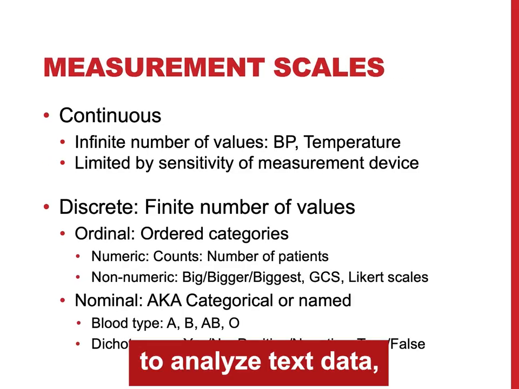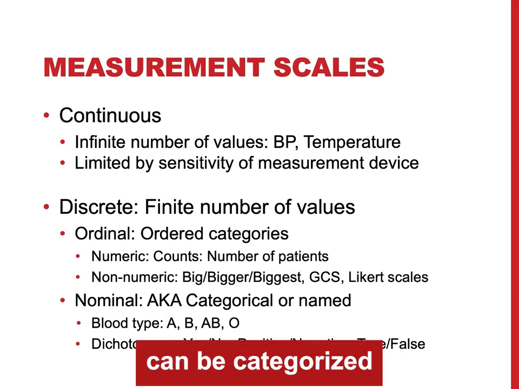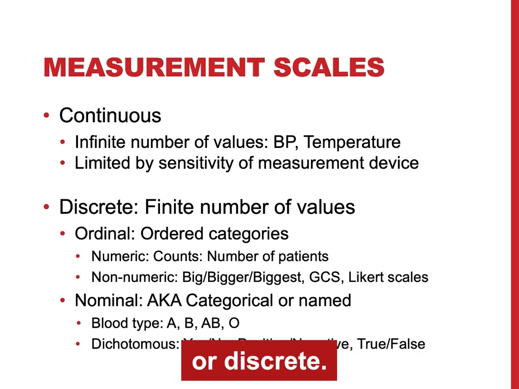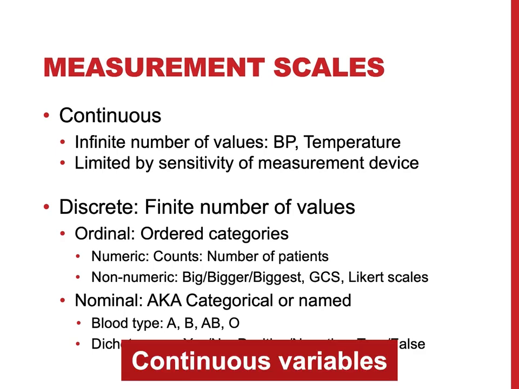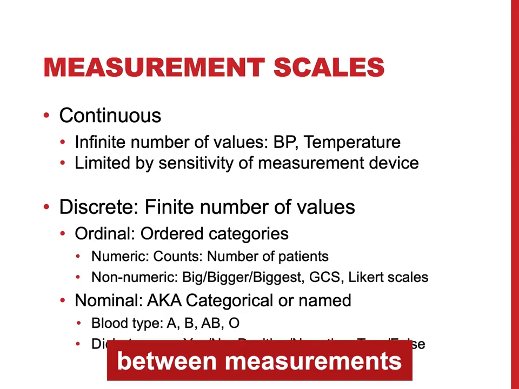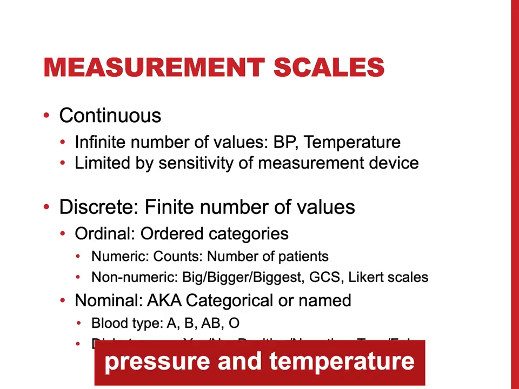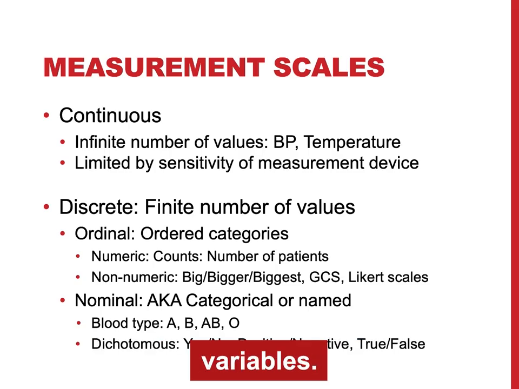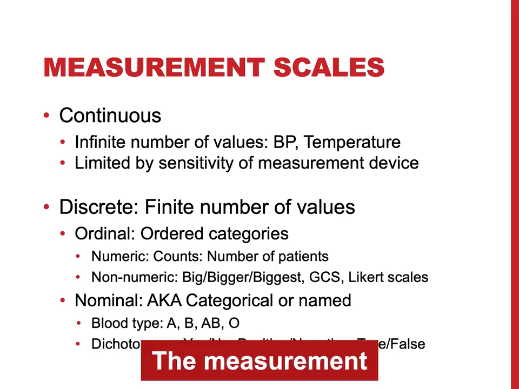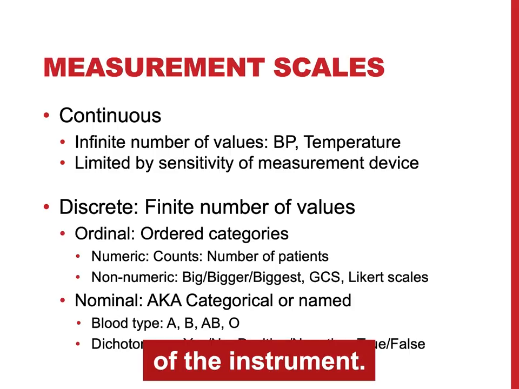There are methods to analyze text data, but most data is converted to a numeric scale for analysis. Numeric data can be categorized as continuous or discrete. Continuous variables can take on an infinite number of values, and the difference between measurements is consistent and quantifiable. For instance, blood pressure and temperature are continuous variables. The measurement of continuous variables is only limited by the sensitivity of the instrument.